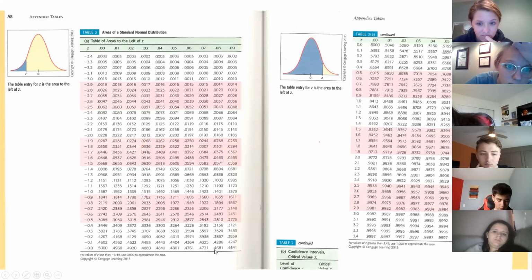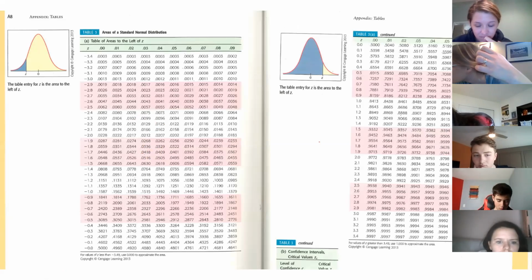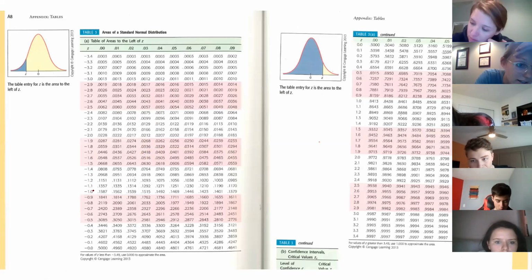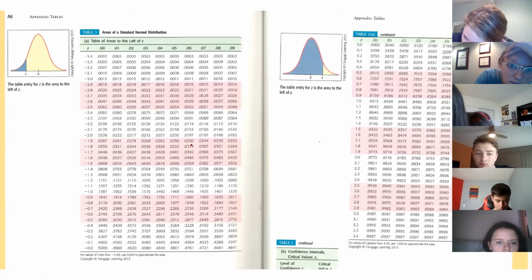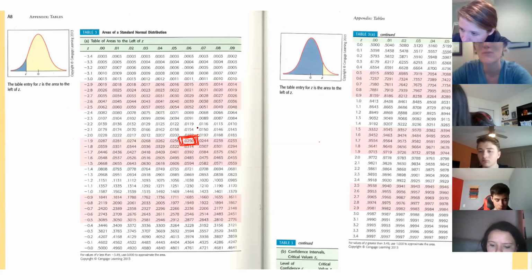Is it negative 1.96? Yes, it is. And negative and positive. Yeah, negative and positive 1.96. I'm trying to find it here. Oh, and look at this. This one is an exact value. What a diamond in the rough here. This hasn't happened yet before. What a beautiful thing.